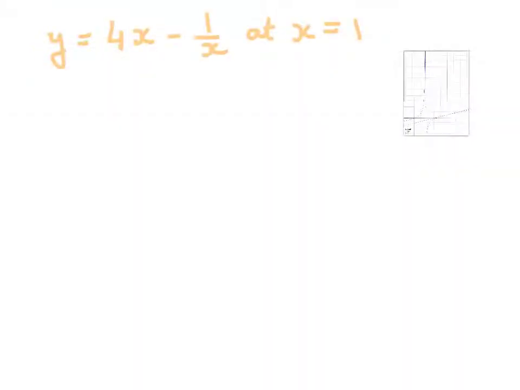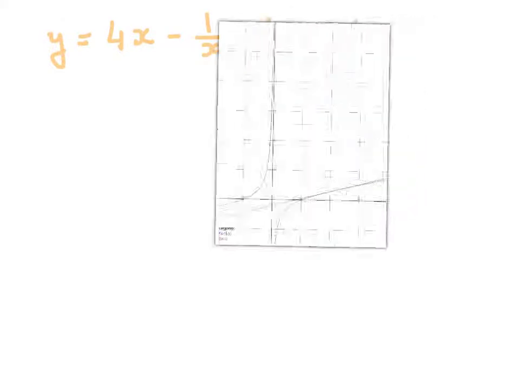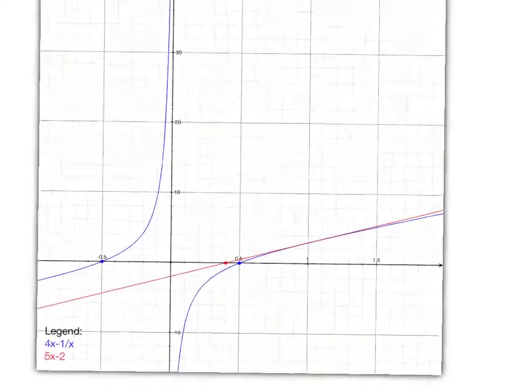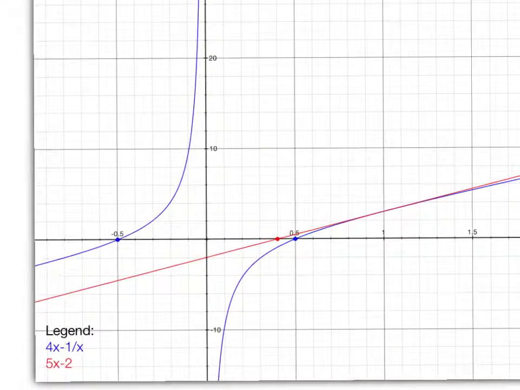Okay, to our second example now. I'm interested in finding the equation of the tangent to the curve y equals 4x minus 1 on x, where x is equal to 1 on that curve. We don't really need to know what it looks like, but it is in fact a hyperbola, with two branches. At x equals 1 on the curve, you can see we've got the tangent, and my job is to find the equation of that tangent.